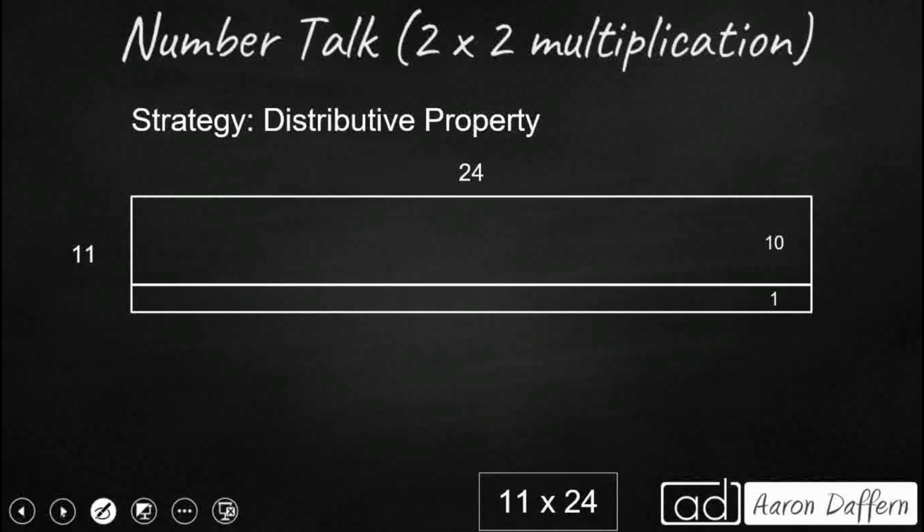Now we could keep our 24 together, and we could break apart our 11. And we could say, you know what, let's break the 11 apart into place value, just like we did the 24. Let's do 10 plus 1. Still going to multiply that 24 out by both, and we'll see what we get.